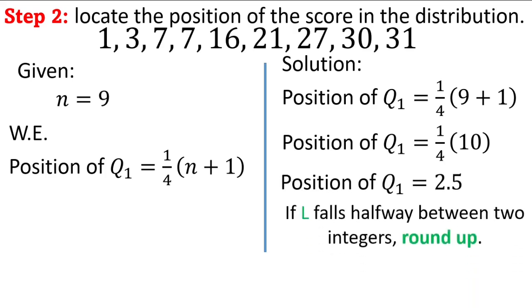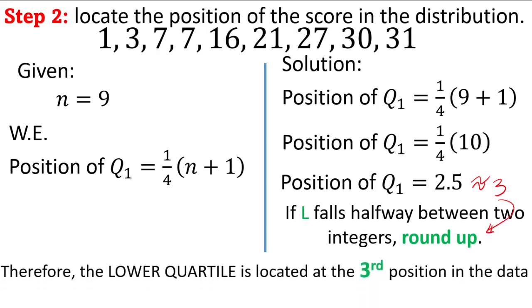Now, remember that if you are using the Mendenhall and Sincich method, if L, the lower quartile, falls halfway between two integers, round up. So, you have to round up 2.5. Rounding up 2.5 is approximately equal to 3 since you round up. Therefore, the lower quartile is located at the third position in the data.